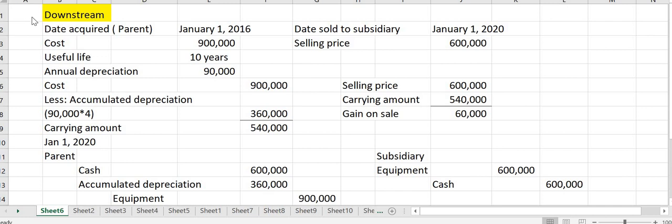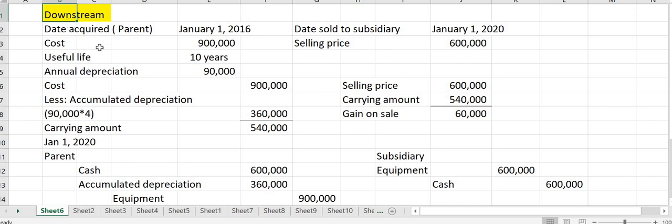So we have here some sample problem. First, we shall discuss some downstream transactions. Again, downstream is wherein the selling affiliate, the one who sold the property, plant, and equipment, is a parent, while the buying affiliate is the subsidiary.